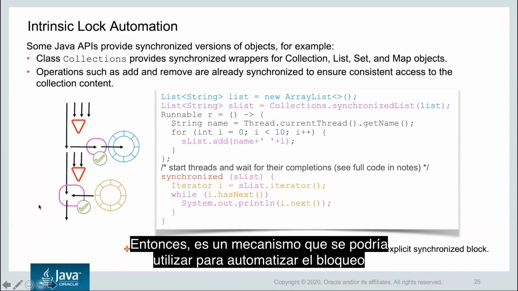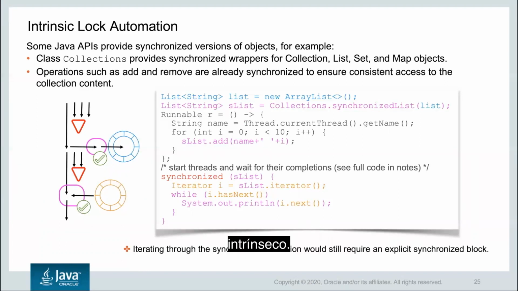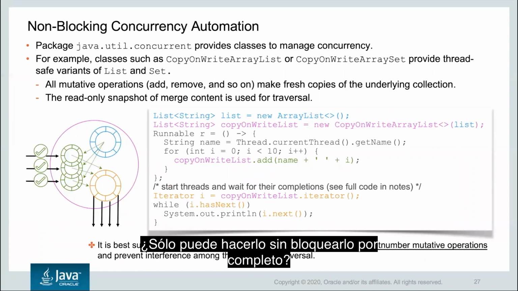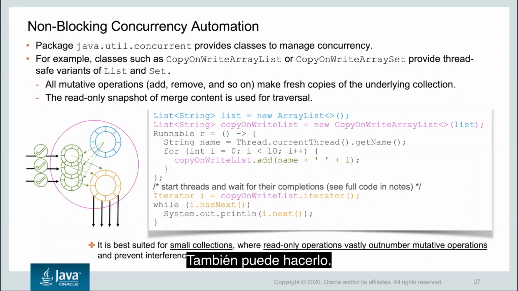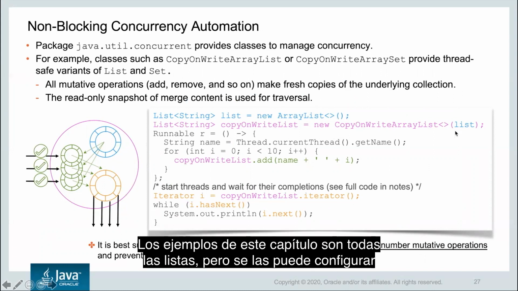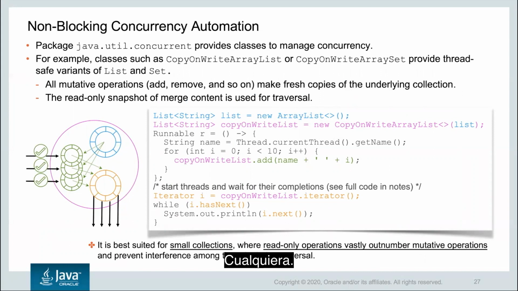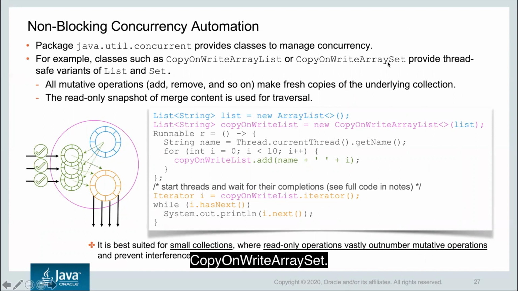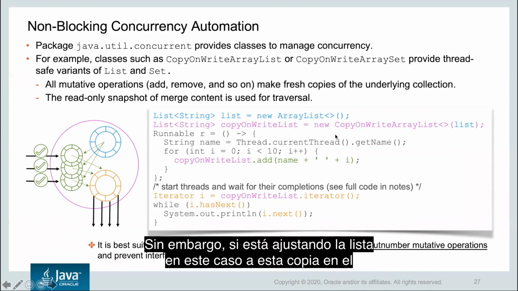Okay, so that was a mechanism that you could use to automate intrinsic locking. So fine. Can you just do it without blocking completely? Well, yeah, you can. Wrap up your list in the CopyOnWriteArrayList. The examples in this chapter are all in list, but it could be set, it could be any collection, whatever. So it could be set, for example, CopyOnWriteArraySet instead. But anyway, you're wrapping up your list in this case into this copy-on-write wrapper.